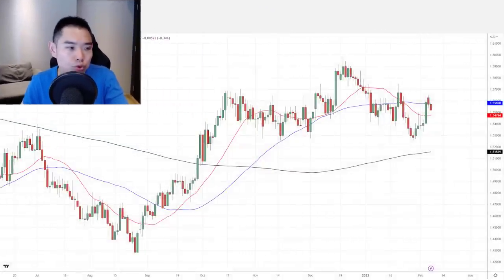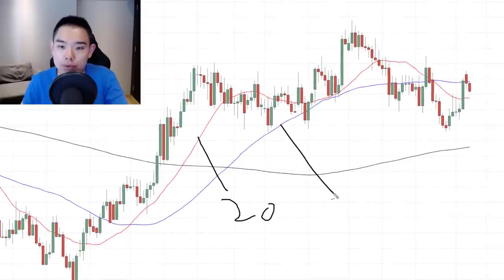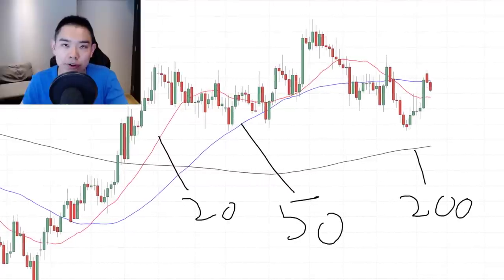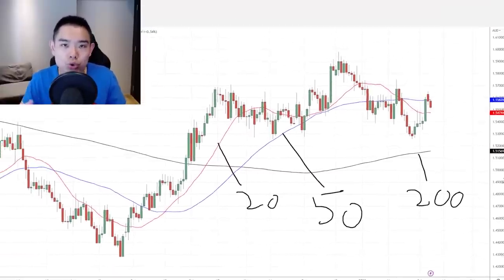So have a look at this chart over here. I'll walk you through quickly. This red line over here is the 20 period moving average. The blue line is the 50 period moving average, and the black is the 200 period moving average. Now let me ask you, which moving average should you use in this example?